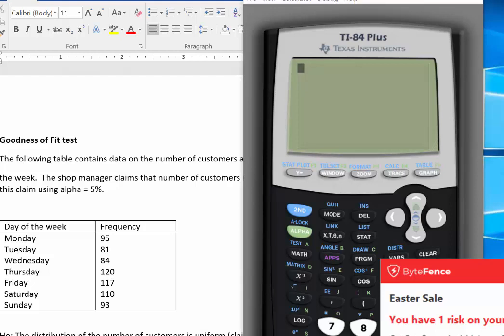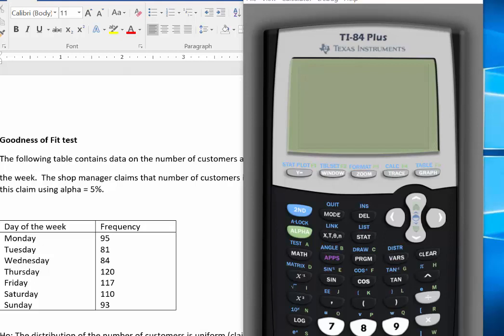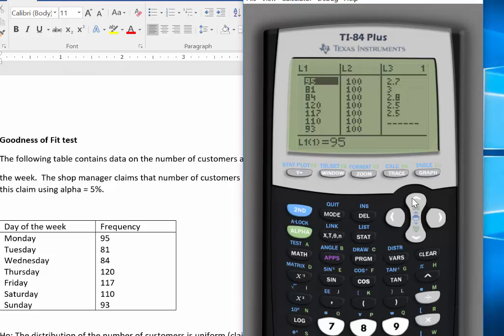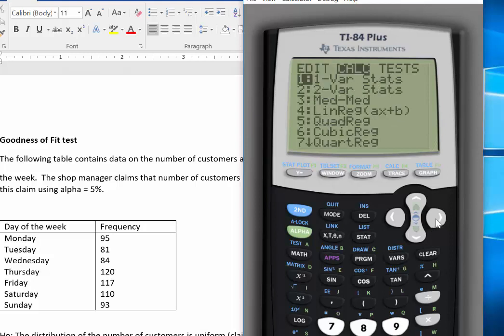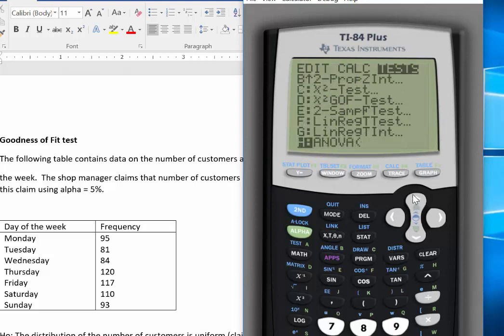Okay, we go to stat, edit, enter. We enter the observed values in L1, which I did already to save time, and the expected values. Usually you would have to enter the expected values in L2. Then you quit. Then you go to stat. You go to tests. Scroll up. And here is the test, guys. It's chi-square goodness of fit test. Press enter.